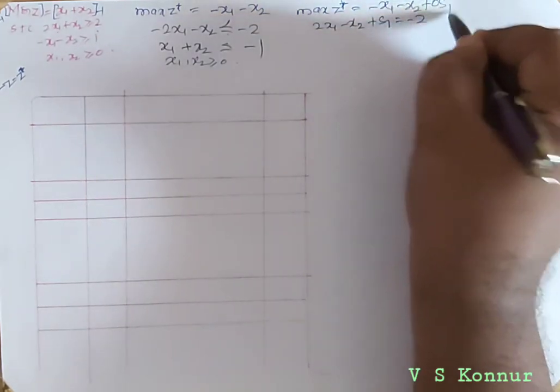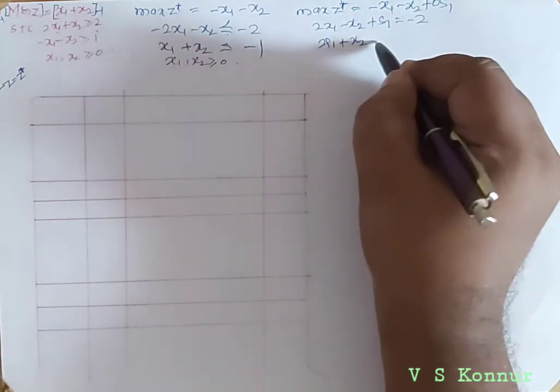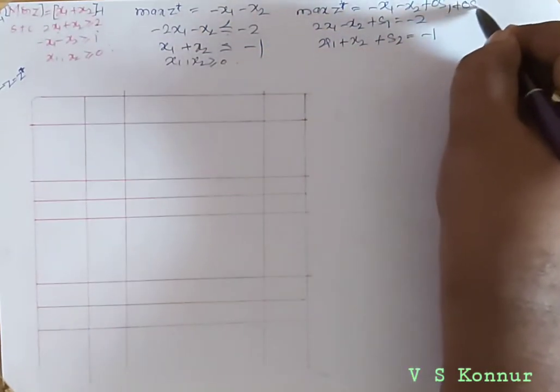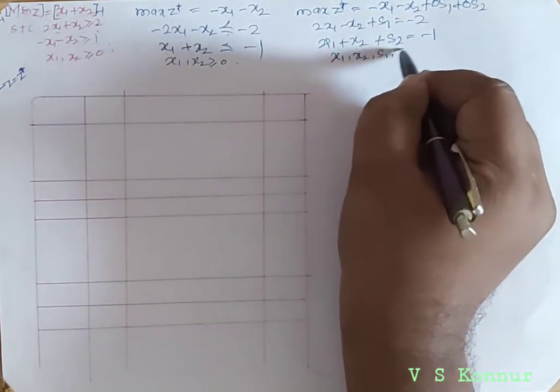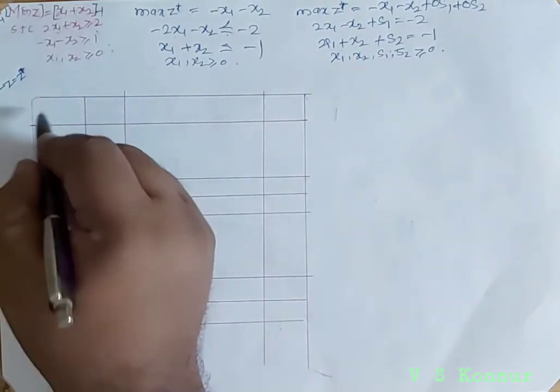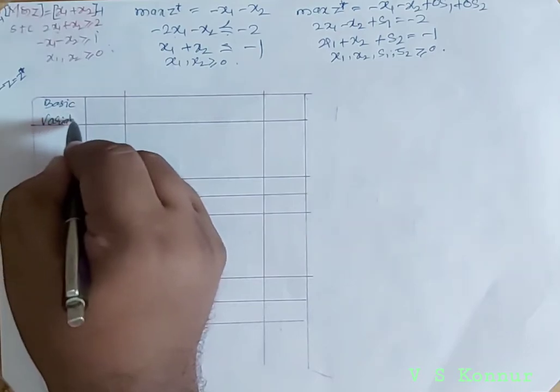That is added as 0 s1 in the objective function. Second constraint x1 plus x2 plus s2 is equal to minus 1. So plus 0 s2 will be added. x1, x2, s1, s2 greater than or equal to 0. That is the standard form of the dual simplex method. Now this standard form will be brought into a table. Basic variables.